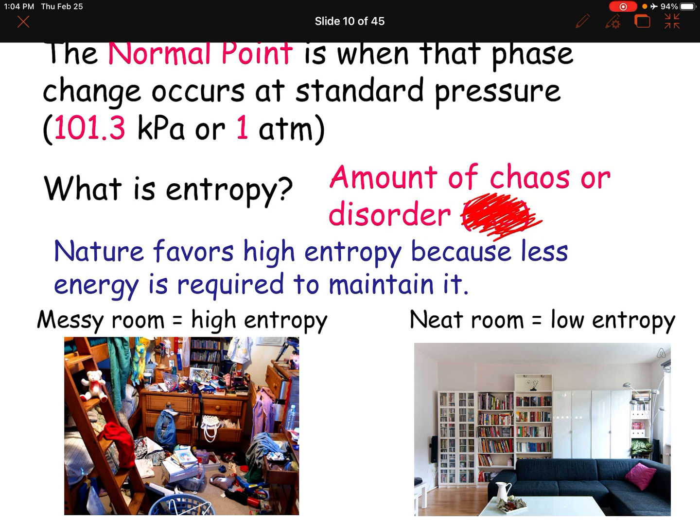So the next time your mom or dad says, hey, clean your room, just say, I'm sorry, I'm like nature, and nature favors disorder, so I'm just allowing nature to take its course. Okay? I don't know if that's going to work, but you can try it.